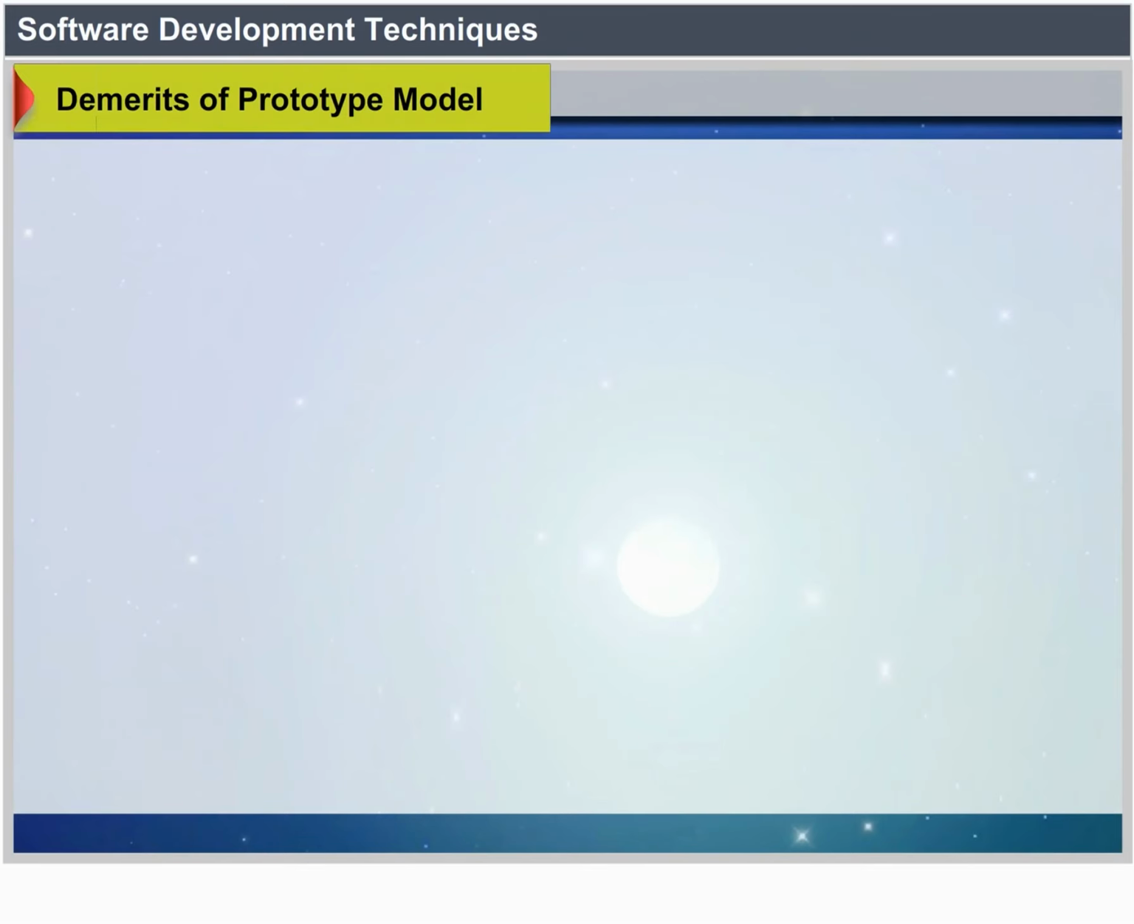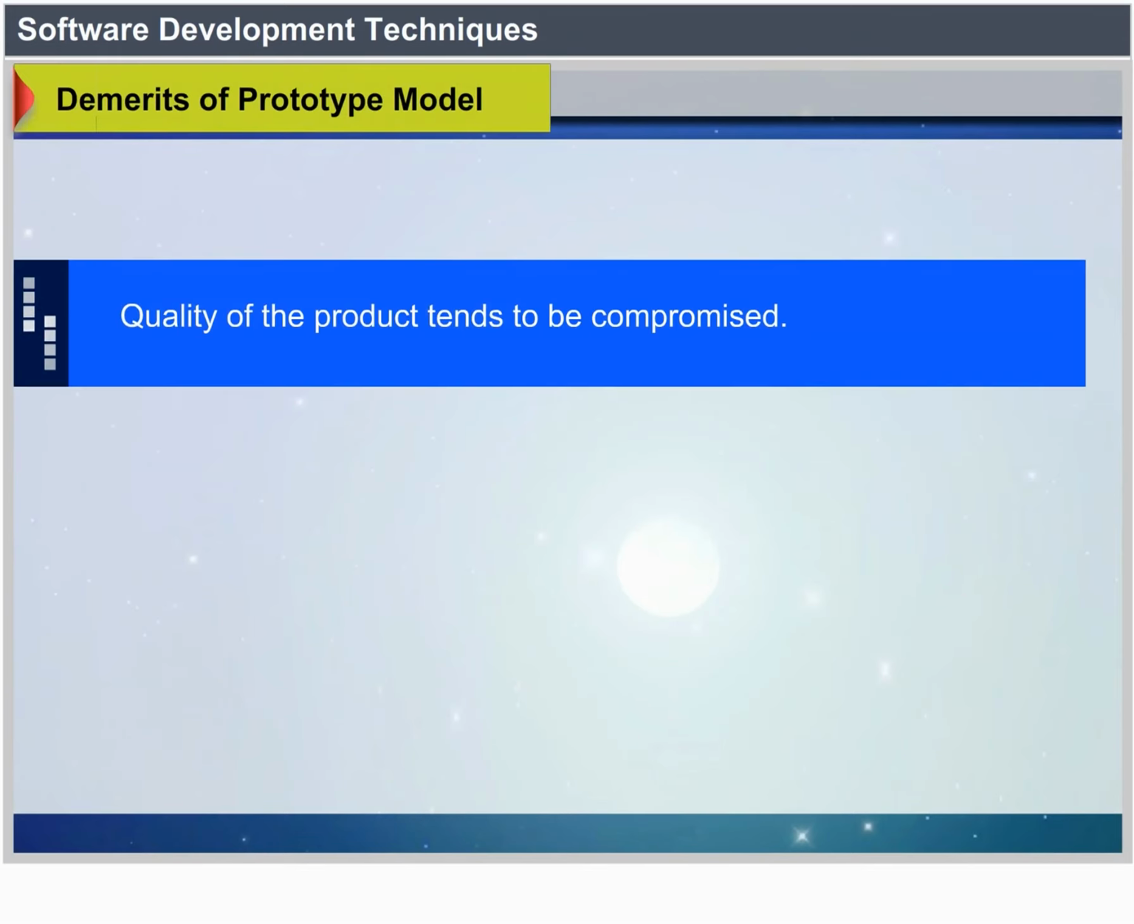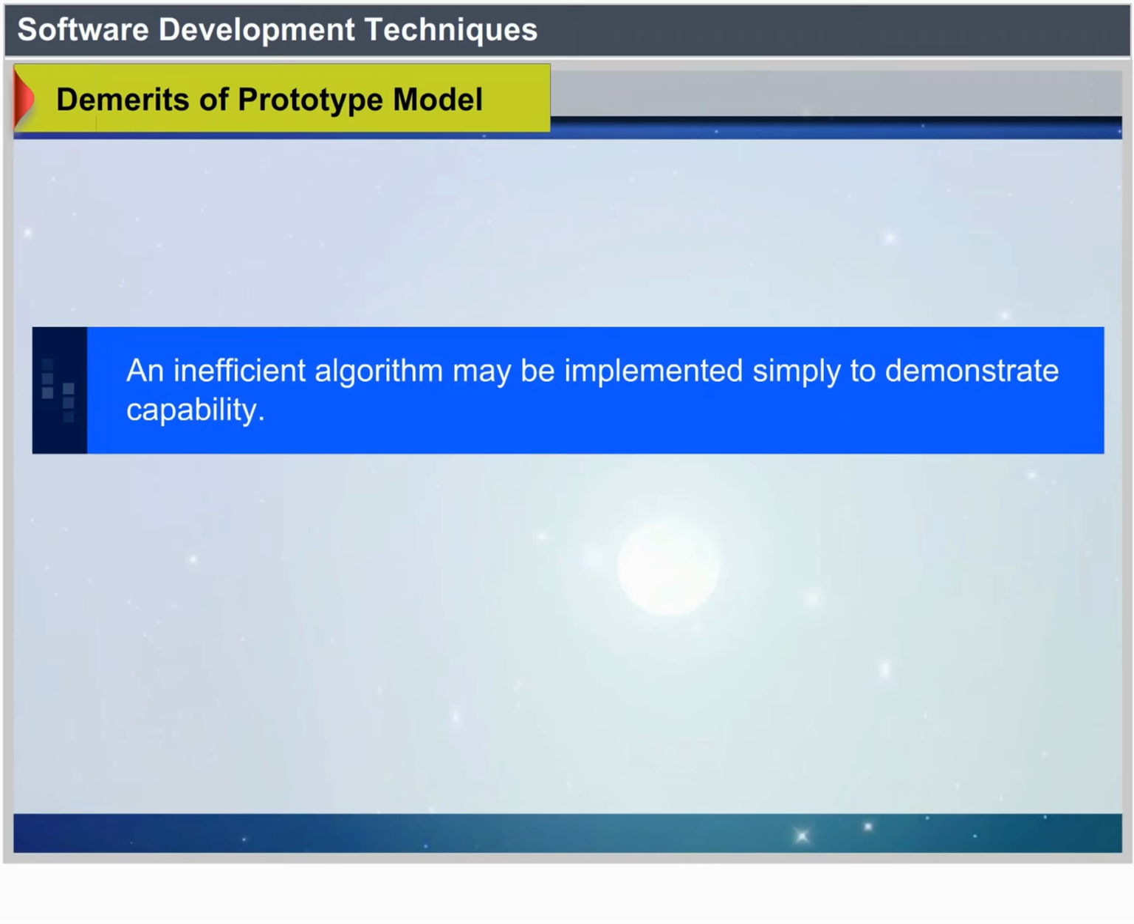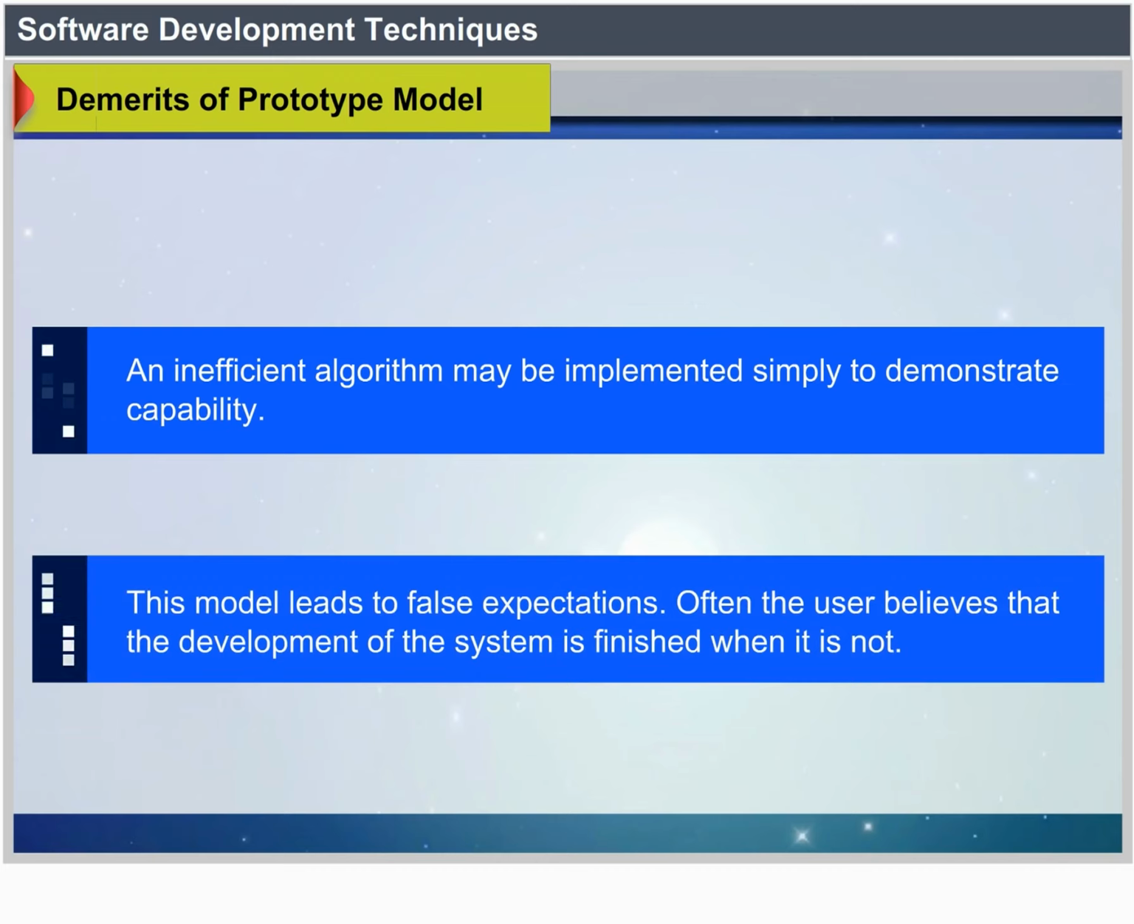Drawbacks of the prototype model. Compromises on the quality of the product. The developer often makes implementation compromises. An inappropriate operating system or programming language may be used. An inefficient algorithm may be implemented simply to demonstrate capability. This model leads to false expectations. Often the user believes that the development of the system is finished when it is not.